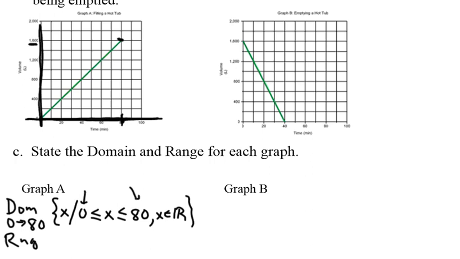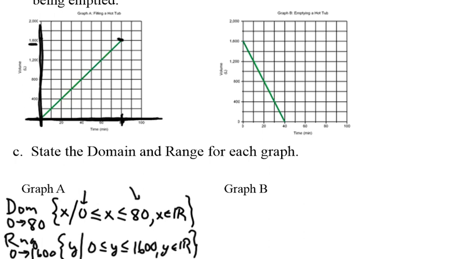Well, the range is going from our floor, which is at 0, up to our ceiling, which is 1,600. So again, two endpoints. We want y such that 0 is less than or equal to y, which is less than or equal to 1,600, and y is a member of the reals. There's your domain and range.